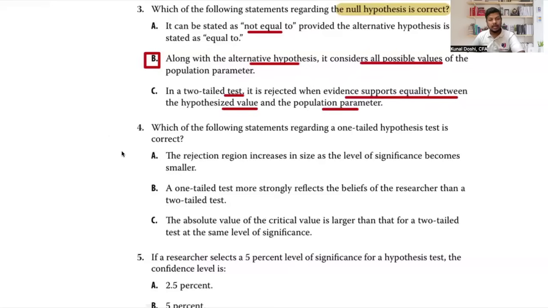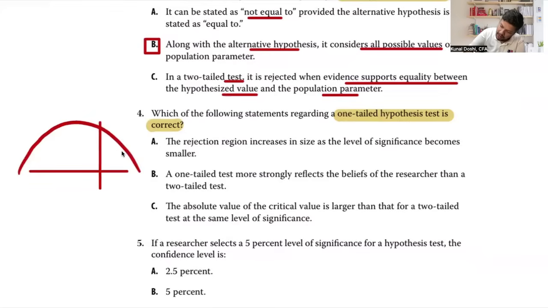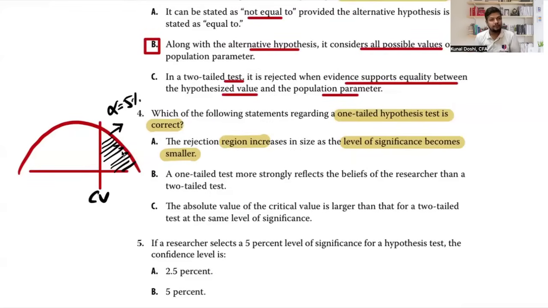Correct? Next. Which of the following statements regarding one-tail hypothesis test is correct? Okay, guys, how does a one-tail hypothesis look? Let's say if I say that hypothesis is right tail, it will look something like this. Here, the rejection region increases in size as the level of significance becomes smaller. Let me test. This is my level of significance, let's say 5%. And this is my critical point or critical value.